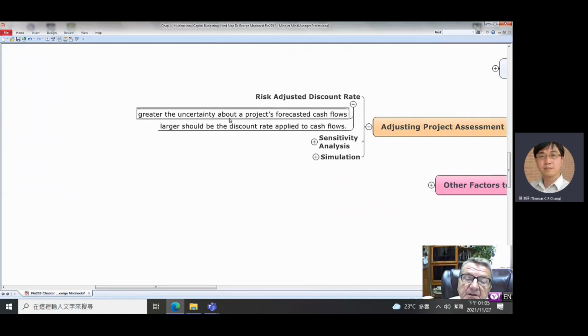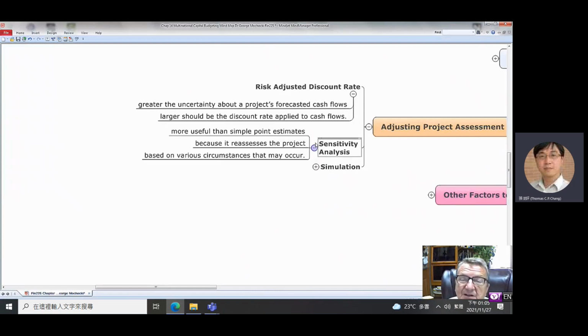The greater the uncertainty about the project's forecasted cash flows, the larger should be the discount rate applied to the cash flow. I've got a larger risk, so I don't mind it, so I get a higher return. But if something happens, hopefully more at the end of the project, I've got most of my money already recouped or already making some profit, so it's not too bad. I'm more worried about the front end when I start making the money coming in.